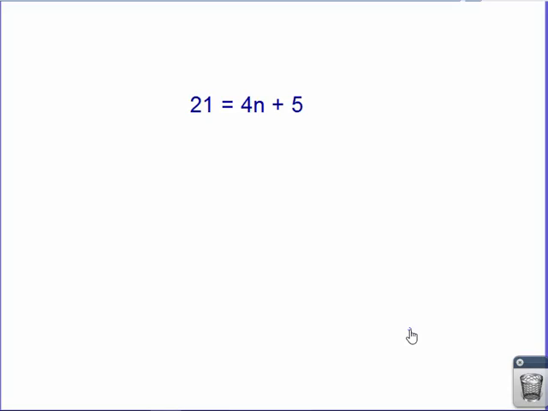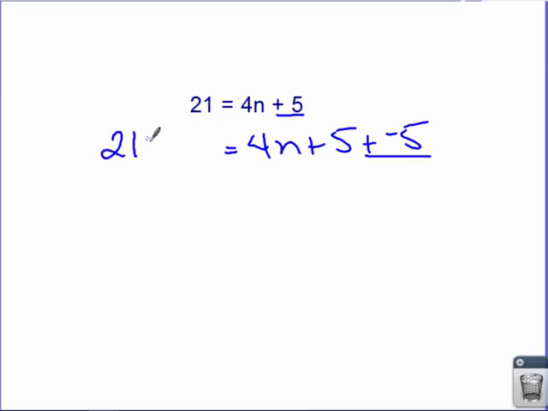Well, in this problem, you're going to do the same exact thing, but you just start working on the right-hand side. So we start here at the equal sign. My goal is still to get this letter by itself, so I need to get rid of this plus 5. So we do that by adding its opposite. So we add a negative 5 to the right-hand side. So then I just come over to the left-hand side, and I take the 21, I write a little further over, and then I add the negative 5.